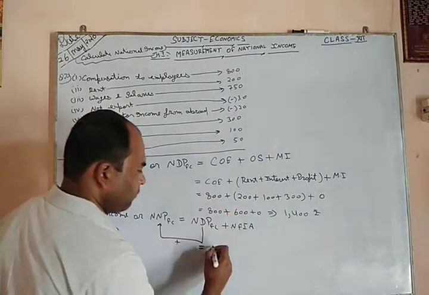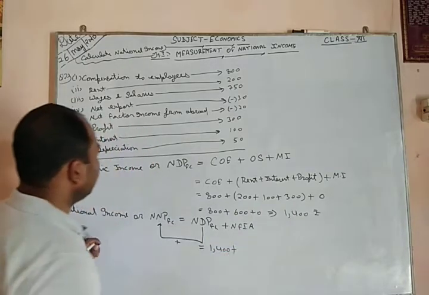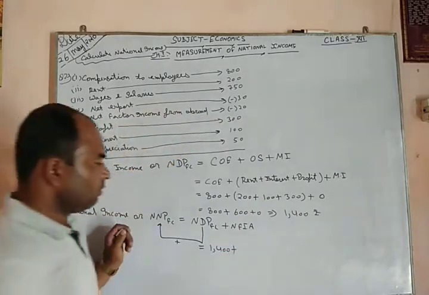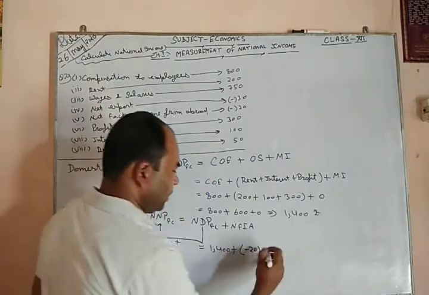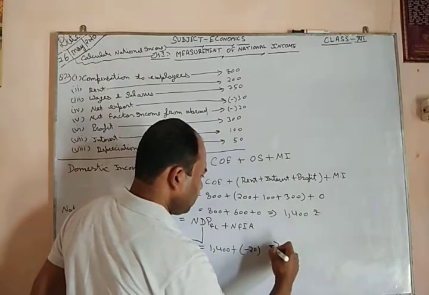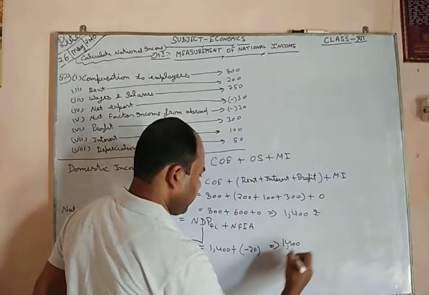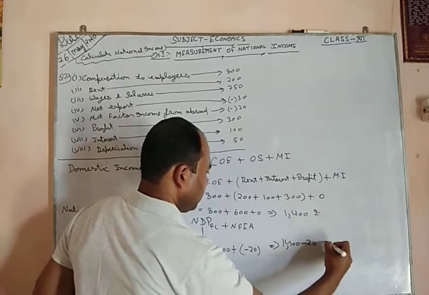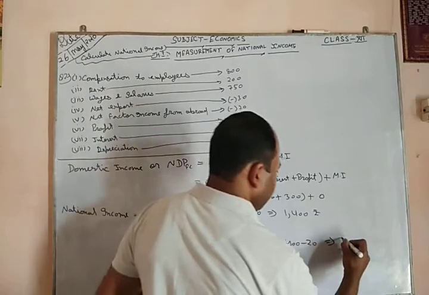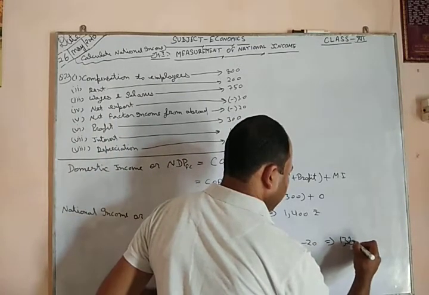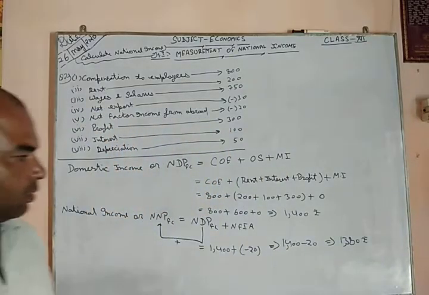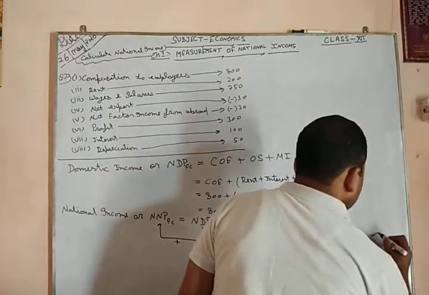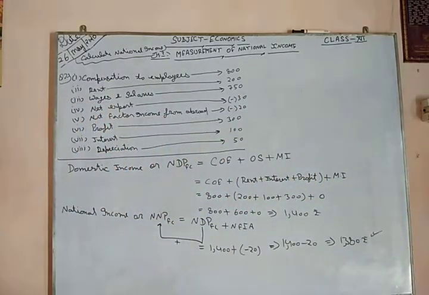So in NDPFC 1400 plus where is NFIA? Net factor income abroad, which is given in minus 20. Is it clear to students? Plus minus minus. Here is 1400 minus 20 and it will be 1380 is national income. Is it clear to students? This is your right answer. I have mentioned it in your book. Is it clear to students?